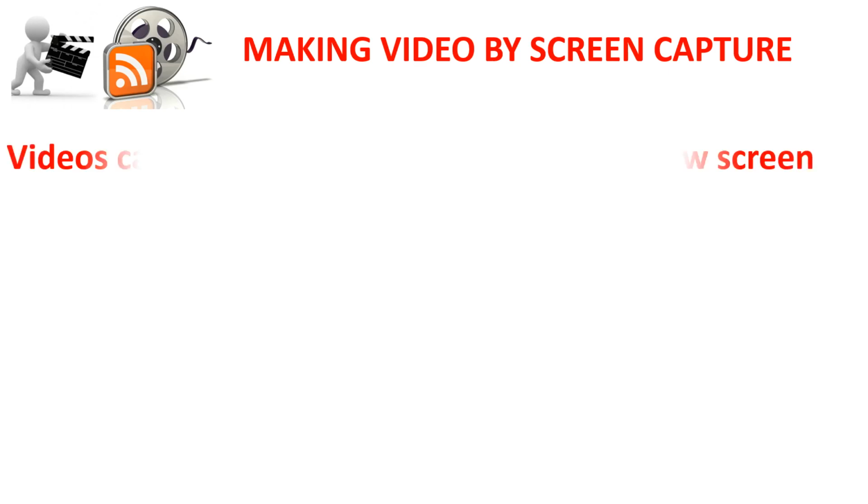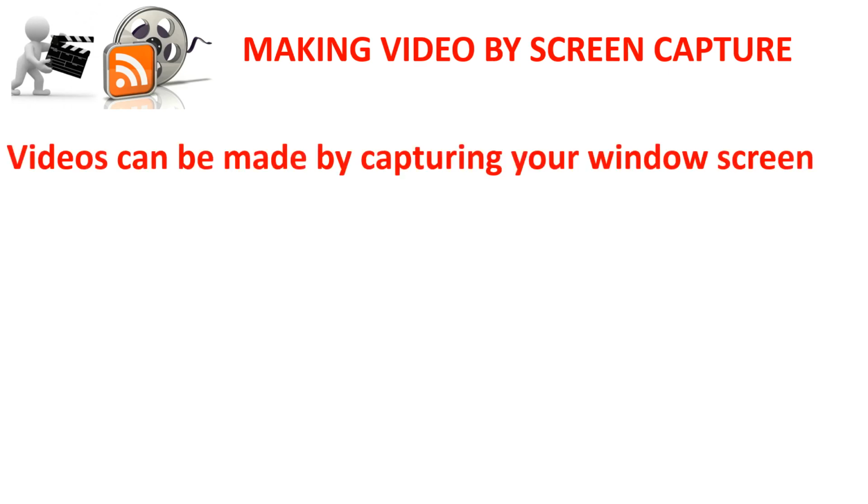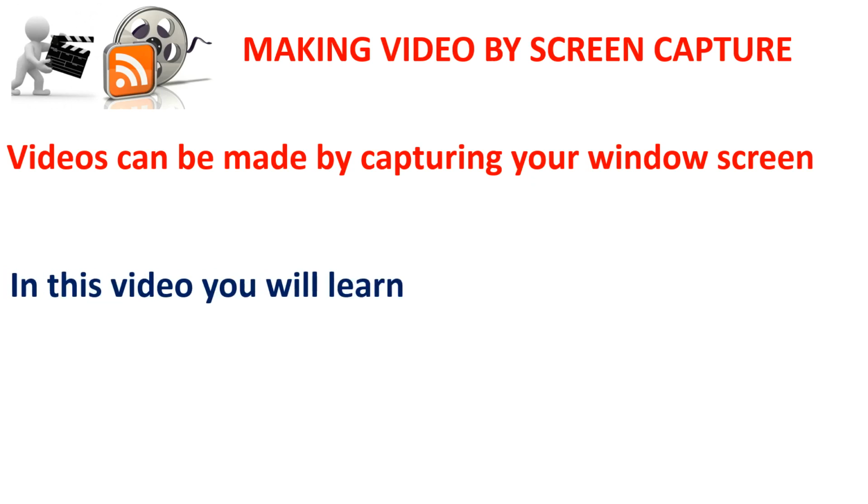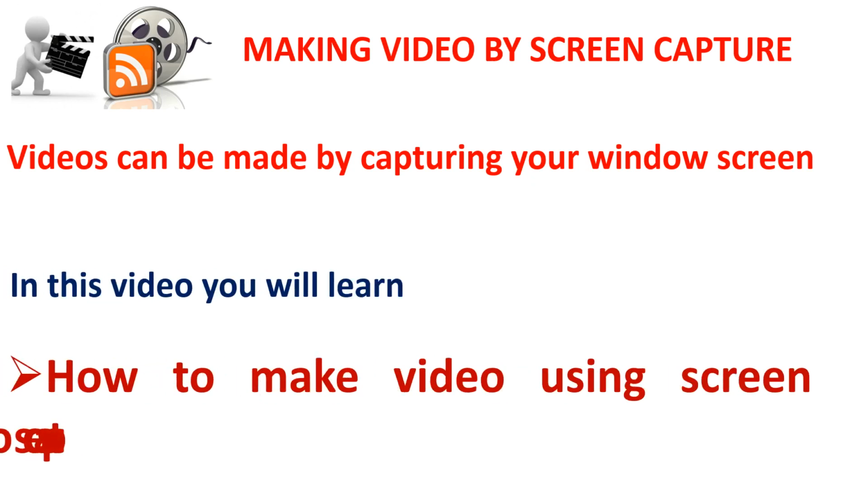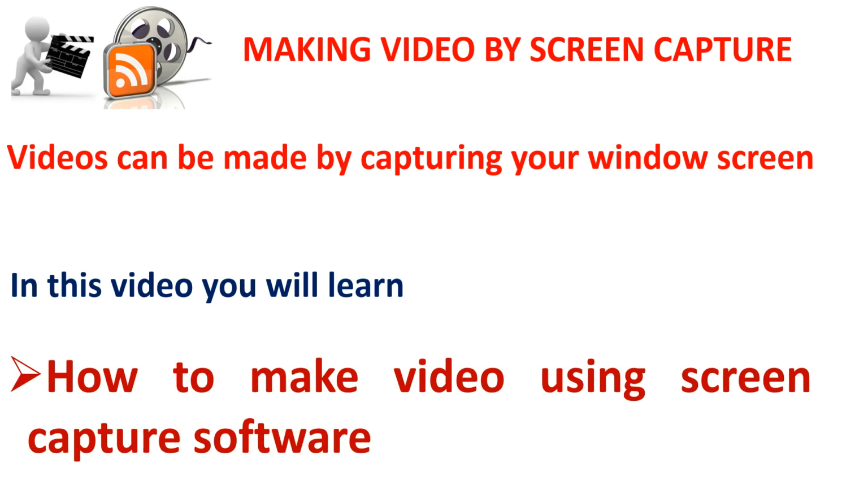What are the advantages? Video can be made by capturing your Windows screen. There, only whatever you have done in the PPT will be converted into video. Suppose you want to show some animations or draw something on the screen, and you want to convert it into an educational video. Now this screen capturing software will help you. In this video, you will learn how to make video using screen capture software.